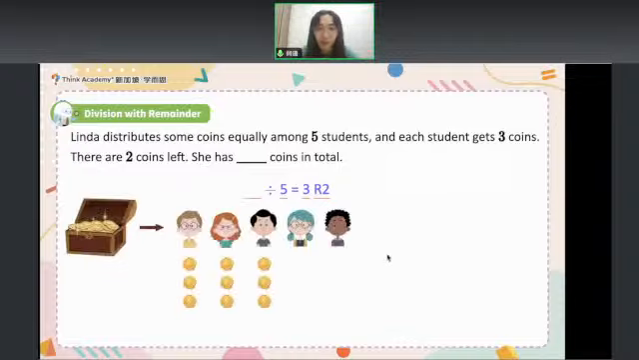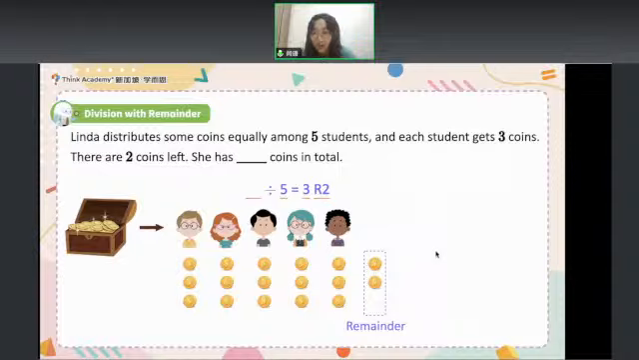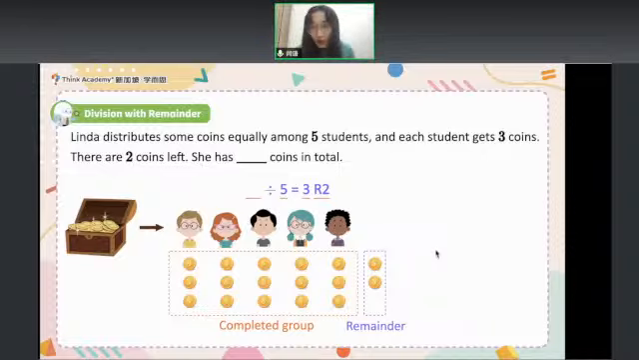Coins, coins, coins, coins, coins, and then left over. Good job. So how can we figure out the total? You see that actually we can divide the total into two parts. The first part is about the completed groups. So how to figure out the number of items in completed groups?